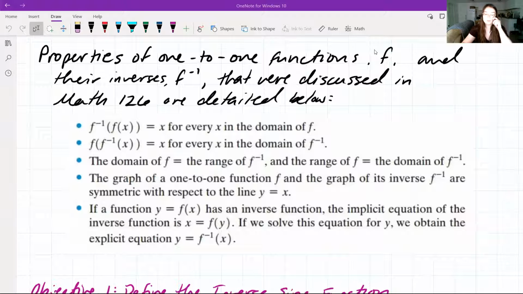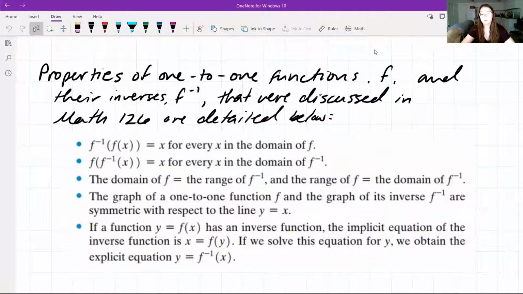So before we get on to our first objective, we just want to review some properties of one-to-one functions, which we would call f, and their inverses we call f inverse, or f to the power of -1. These were discussed in Math 126, so we're just going to be reviewing them very quickly, and they're detailed below. If we take the inverse, f inverse, of f of x, this is going to be equal to x for every x in the domain of the one-to-one function f.